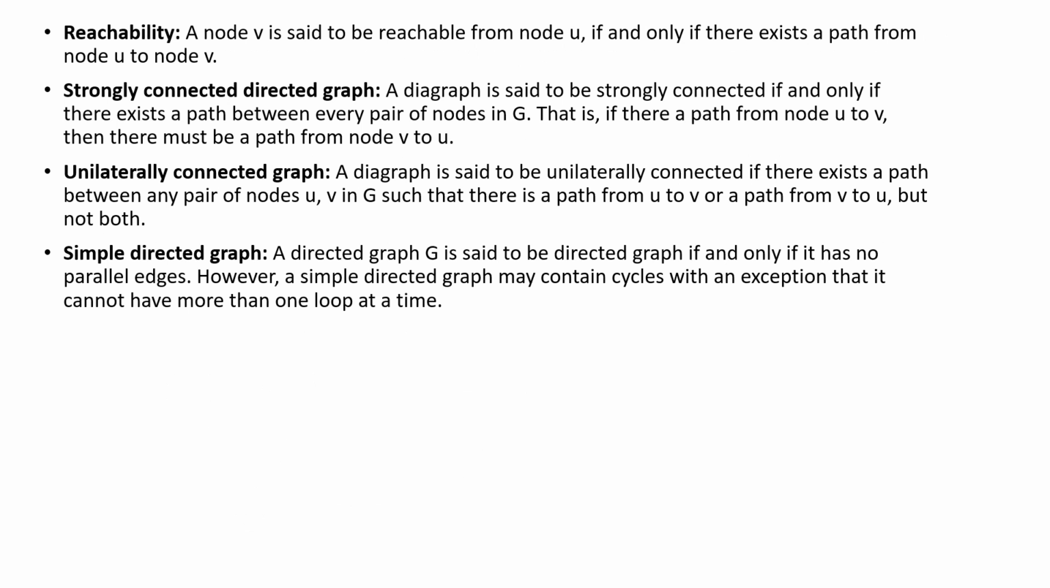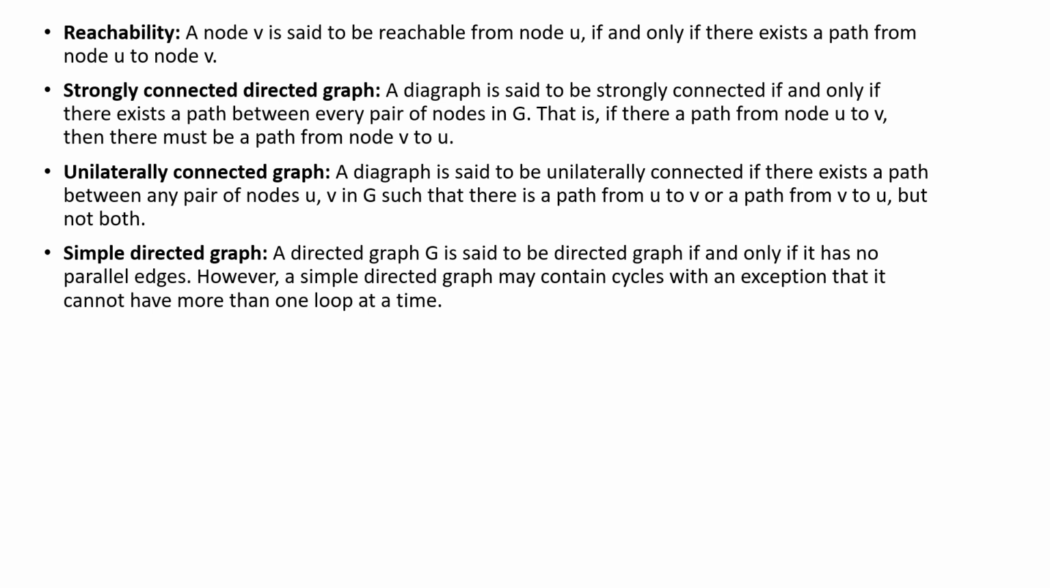Now we'll discuss some more terms. First one is reachability. It is also self-explanatory. A node V is said to be reachable from node U if there exists a path from node U to node V. Second is a strongly connected directed graph. A digraph is said to be strongly connected if and only if there exists a path between every pair of nodes in G. It means that in a directed graph, if a path exists from node U to node V, then there must be a path from node V to node U for that graph to be a strongly connected directed graph.